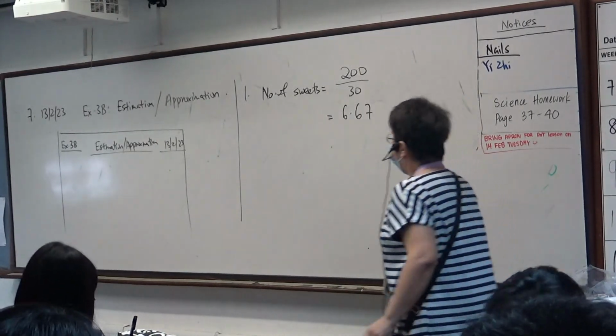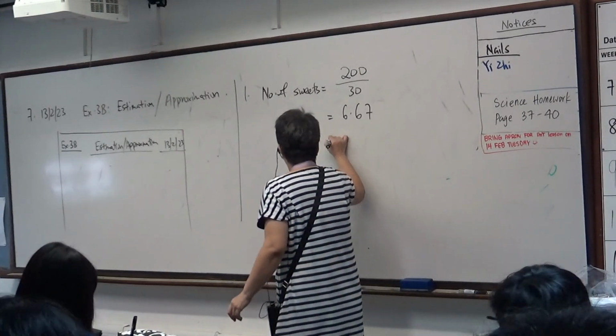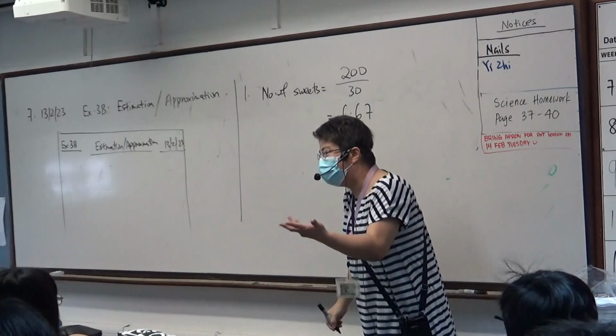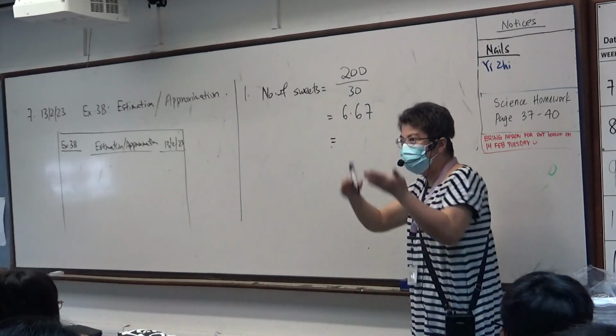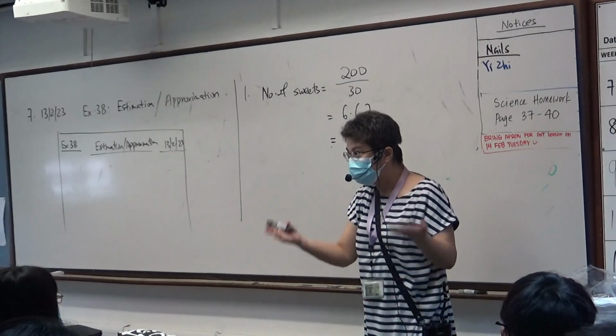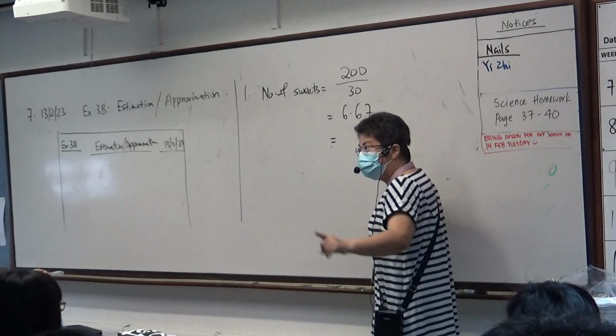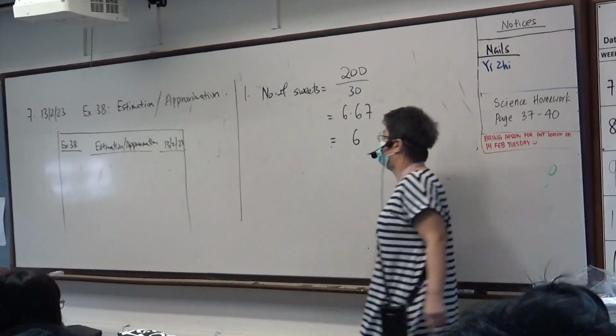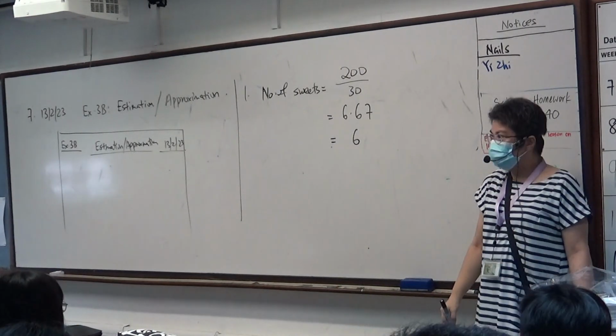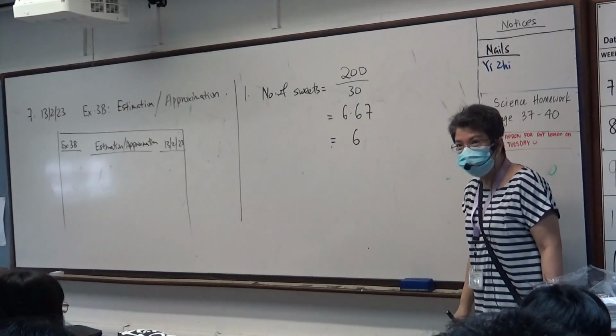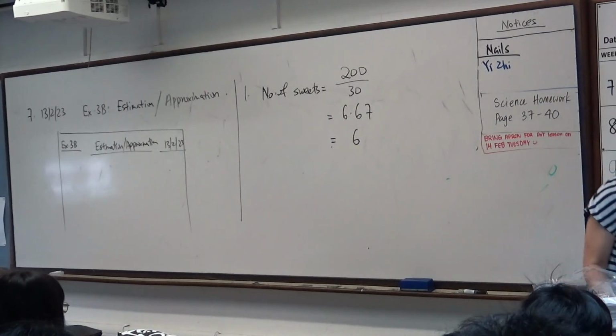Will you get 6.67 if I give it to 3 significant figures? Yes or no? Now, can you tell me what is the number of sweets that I can buy? Is it 7 or 6? This one I have to round down because it's not enough money to buy 7, you know. So how much is it? 6. Everybody clear? This is how we present.